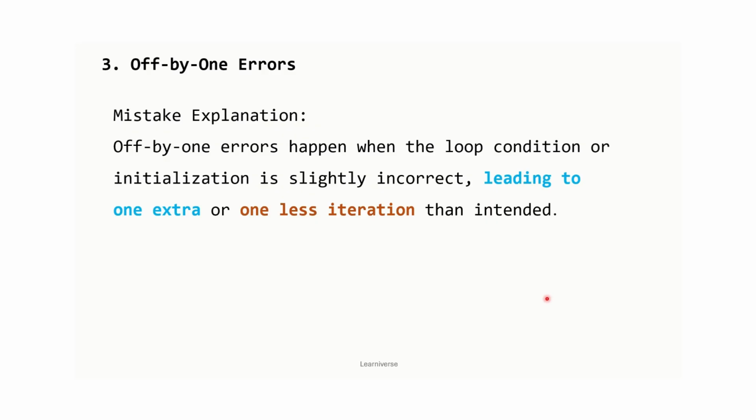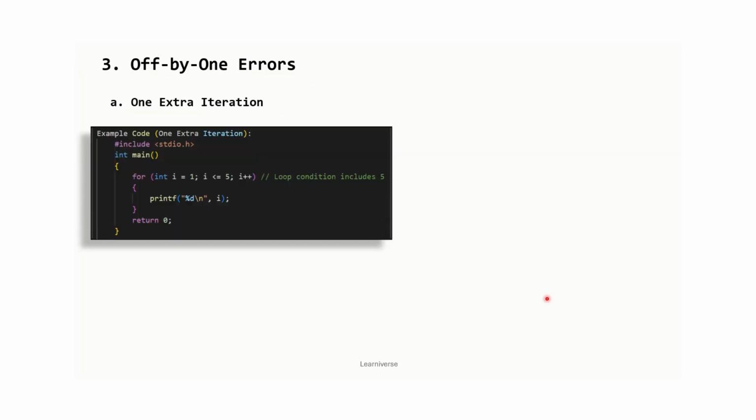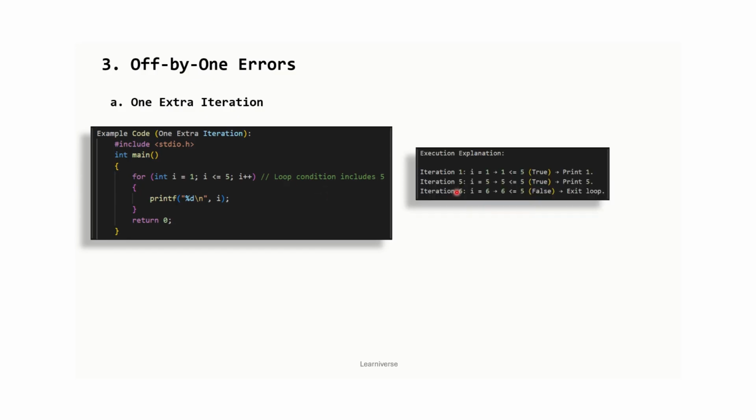And off by 1 errors, there are two types here. Maybe I can tell what the mistake is here. Off by 1 errors happen when the loop condition or initialization is slightly incorrect, which means it leads to either one extra or one less iteration than expected. Let's understand one by one. The first one is one extra iteration. Here we can consider a code example where the loop condition includes 5, but we want only 4 values, 1, 2, 3, 4, but the condition itself includes 5. So in this case, we end up getting 5 values.